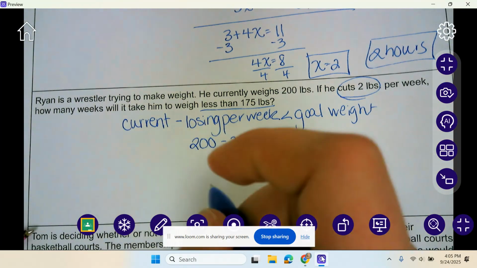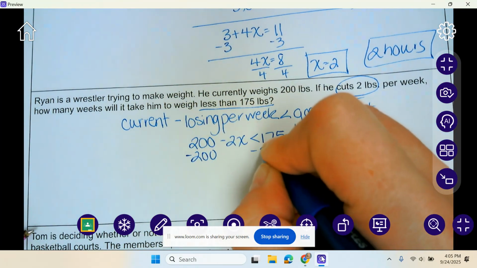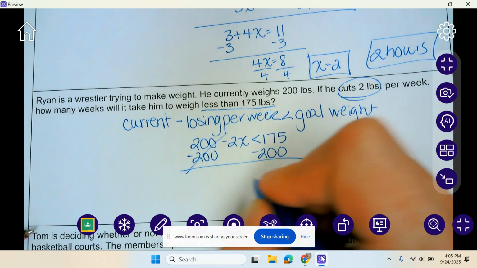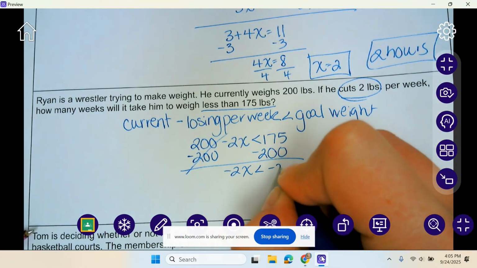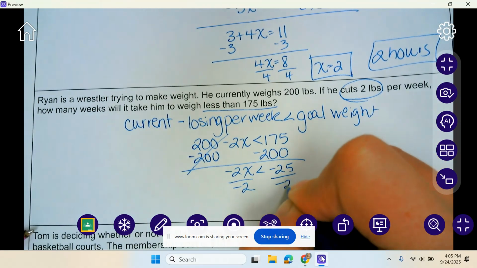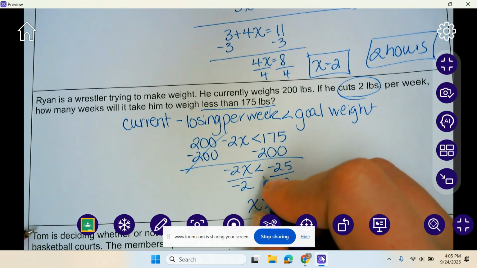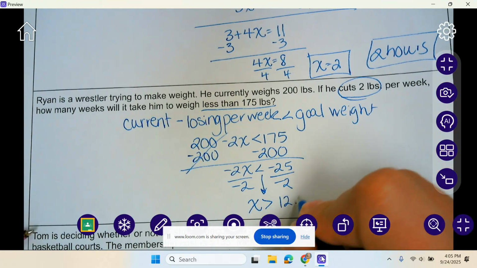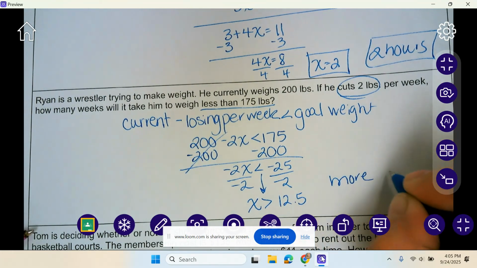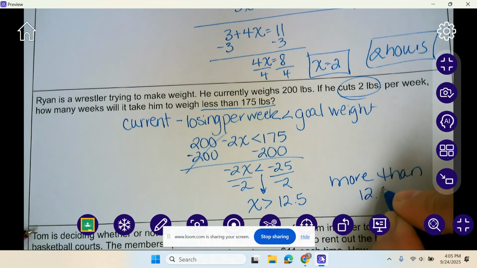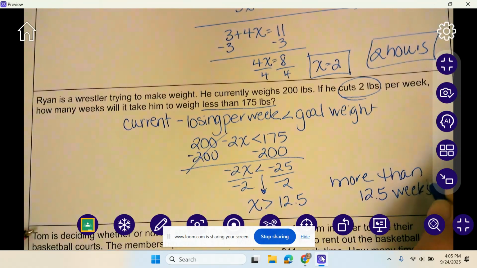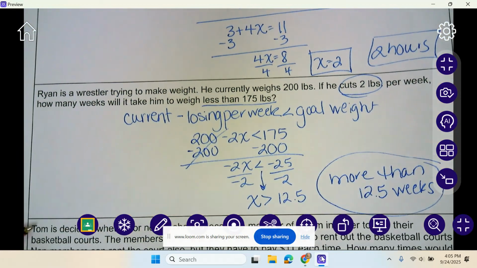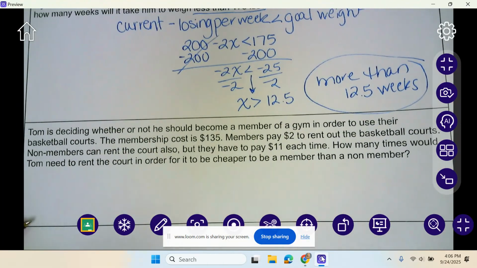That's the goal weight. Okay, so I'm going to take away 200, and I'm taking away 200 because it's on the side of the variable. Divide by negative 2. X is greater than, because this flips, 12.5. So more than 12.5 weeks. You wouldn't say at least because at least means you could equal, but it needs to be less than 175 to equal 175 or less. But it specifies as just less than.